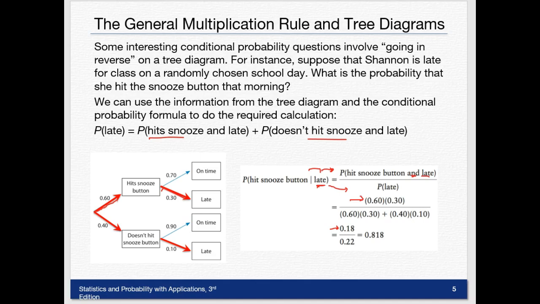The denominator is just the probability that she's late only. So like we said before, you have to think of two ways that happens. She hits the snooze and she's late, that's this part right here, plus she doesn't hit the snooze and she's late. So you multiply those two as well, and then you add those two possibilities, and that gives us 0.22. Once you know those two, you divide them and you get 0.818.